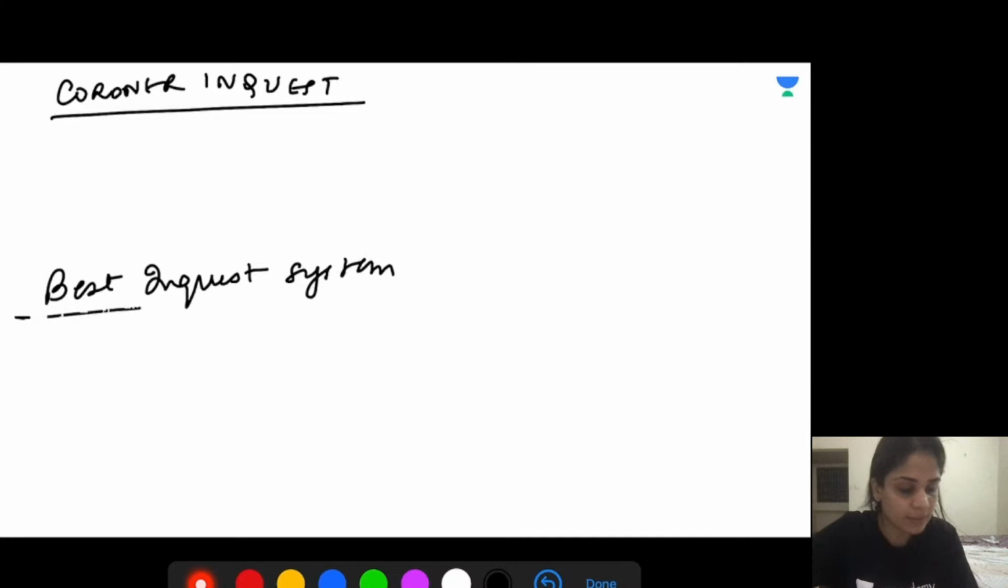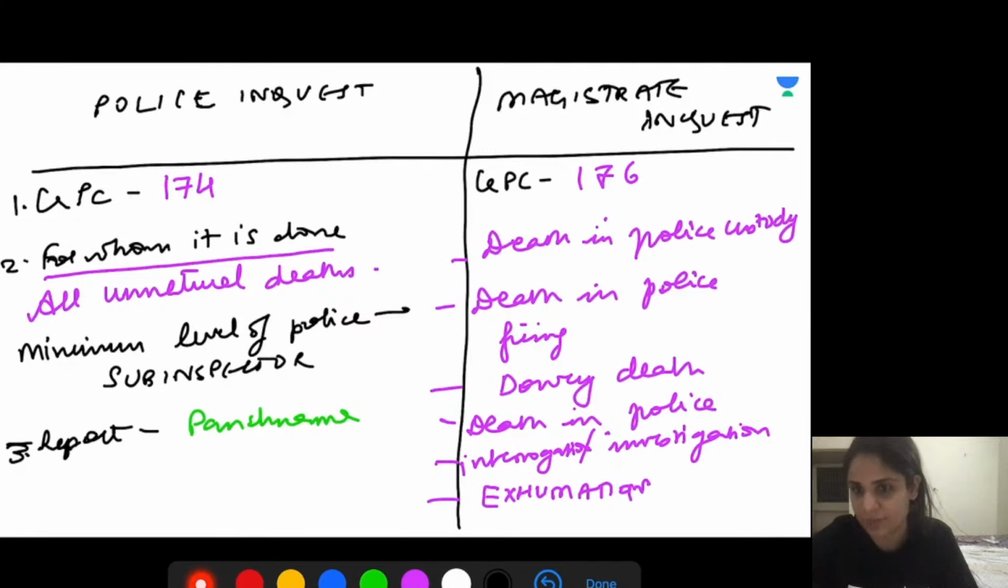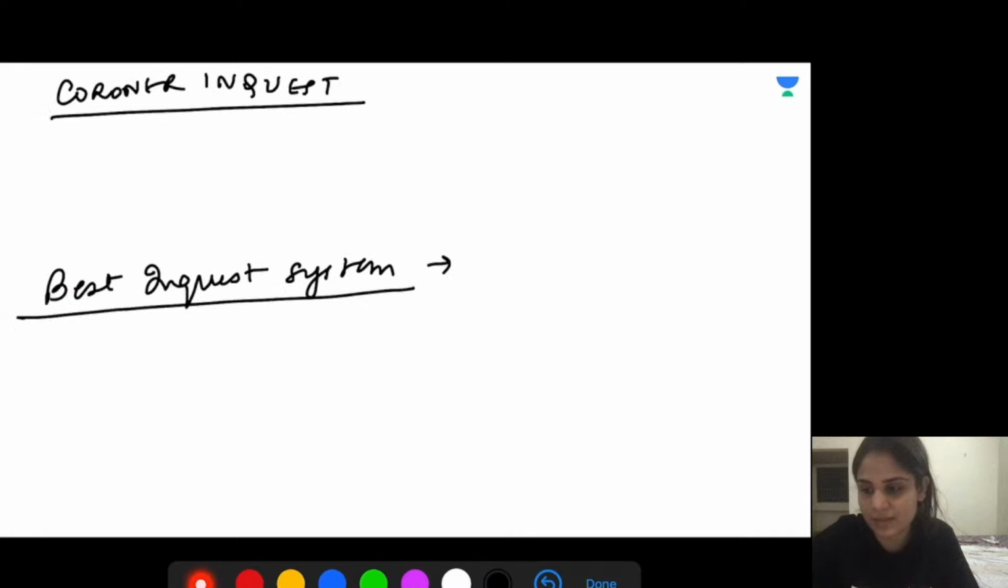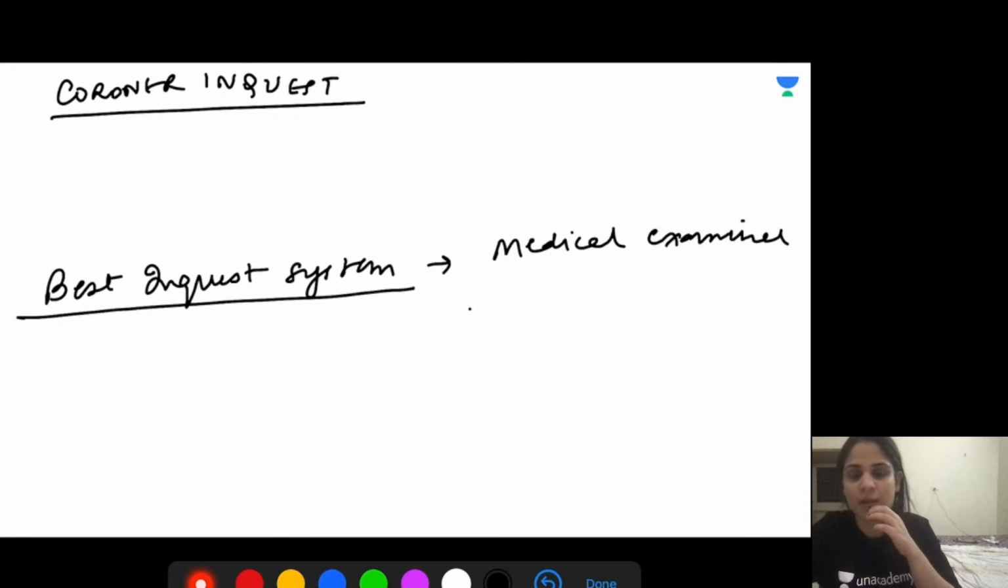So if you see between magistrate inquest, coroner's inquest and police inquest, the best inquest system is none of them. The best inquest system is the medical examiner's inquest. The medical examiner will exactly be able to tell you where the injury is, what the weapon is, what the mode of injury is, and how long it has been since the injury. So that is why the best inquest system is the medical examiner inquest system, which we don't have in India. In India we have police inquest mostly.